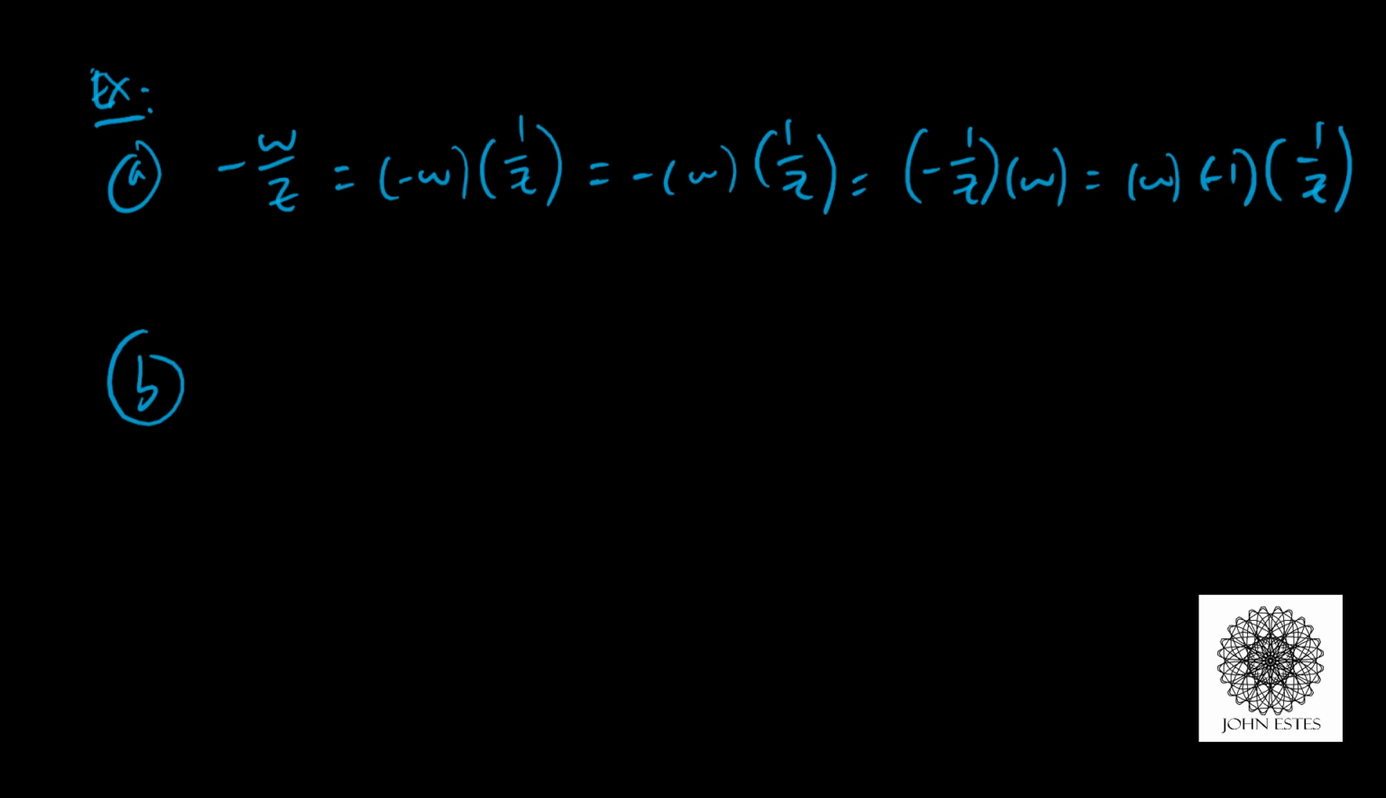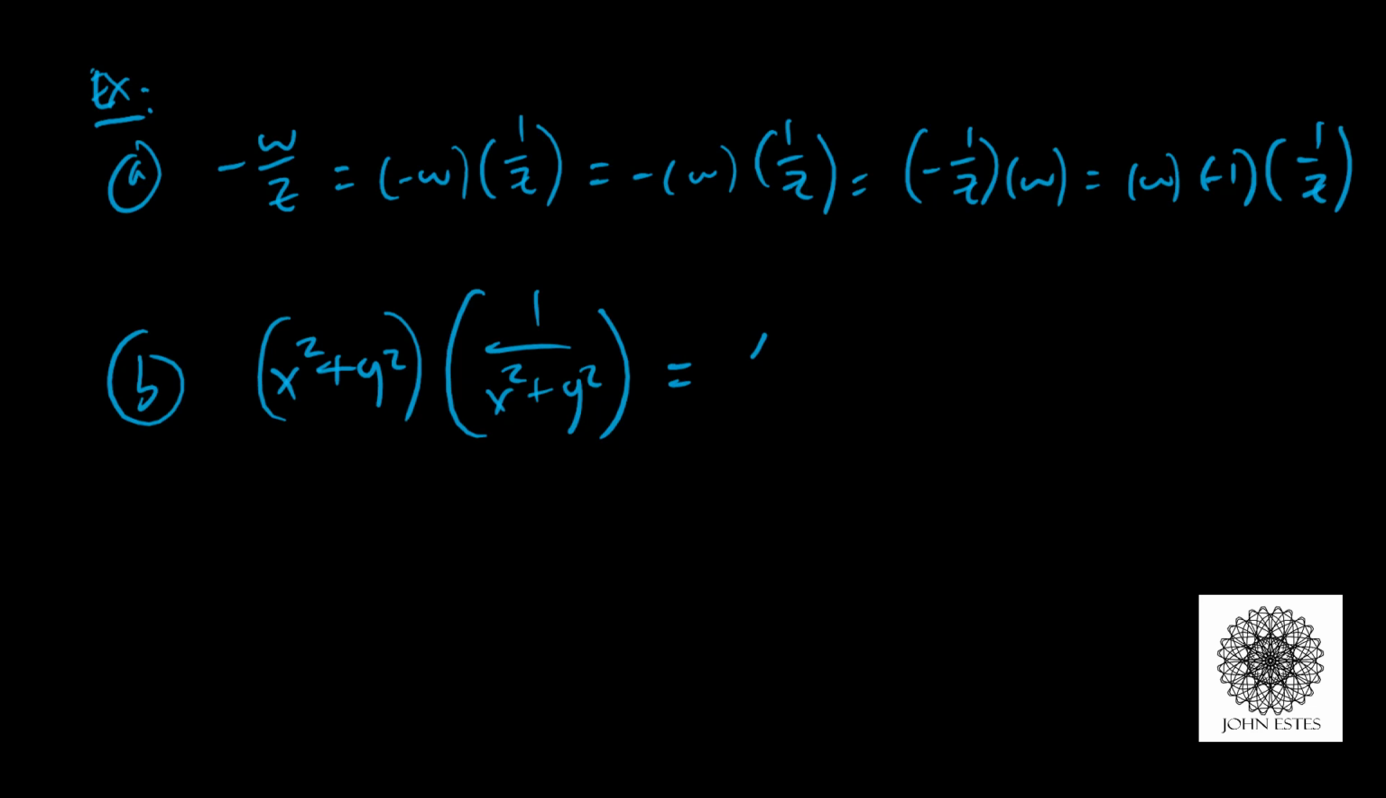So for another example, if I had something like x squared plus y squared, and I multiply that expression by 1 over x squared plus y squared, well, remember, anything a times 1 over a equals 1. So this is 1. And here we need to make sure that x squared plus y squared is not 0, right? As long as that's not 0, this is a true statement. So these are just two examples that show you how you can manipulate these.